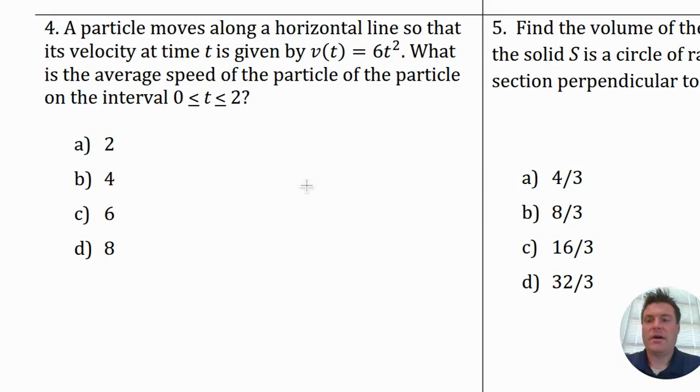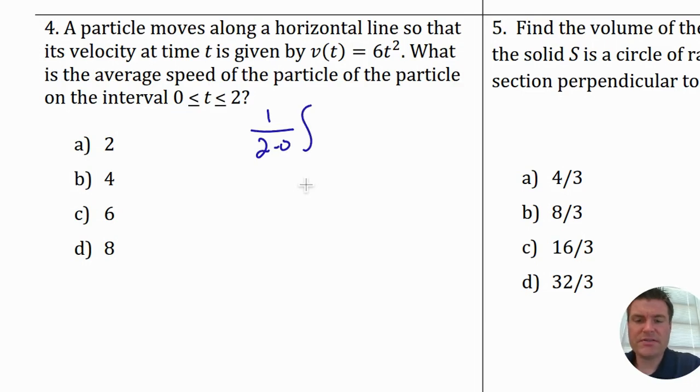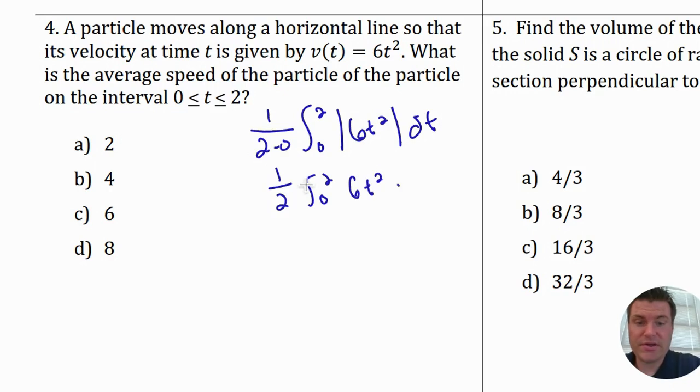So average speed here is really just going to be, and this is no calculator, by the way, 1 over 2 minus 0, integrate from 0 to 2 of the absolute value of our velocity. Now what's nice here is this is an upward parabola. That is always positive. So this is actually going to equal 1/2 integral 0 to 2 of 6t squared dt. And this is a nice easy function here to integrate.